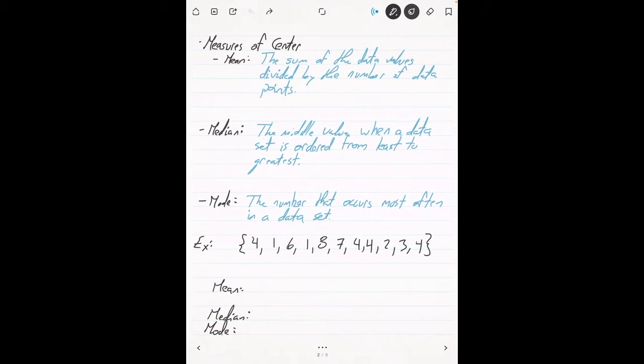Okay, let's take an example here, a simple example of a collection of numbers. Here's a data set: 4, 1, 6, 1, 8, 7, 4, 4, 2, 3, and 4. Let's take this data set and let's identify the mean, the median, and the mode. One thing that's helpful anytime you're working with a data set, no matter what, if you're trying to find the mean, median, or the mode, it's helpful to rearrange the numbers in ascending order from least to greatest. So let's go through and let's rewrite this data set.